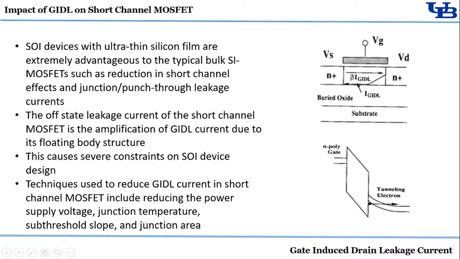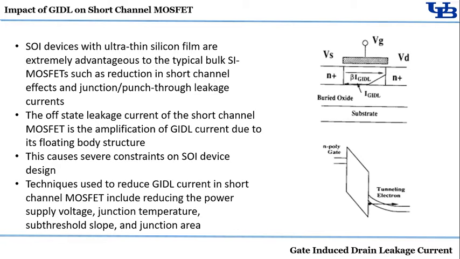Impact of GIDL on short channel MOSFET. SOI devices with ultra-thin silicon film are extremely advantageous to the typical bulk Si MOSFETs, such as reduction in short channel effects and junction punch-through leakage currents. The off-state leakage current of the short channel MOSFET is the amplification of GIDL current due to its floating body structure. This causes severe constraints on SOI device design.